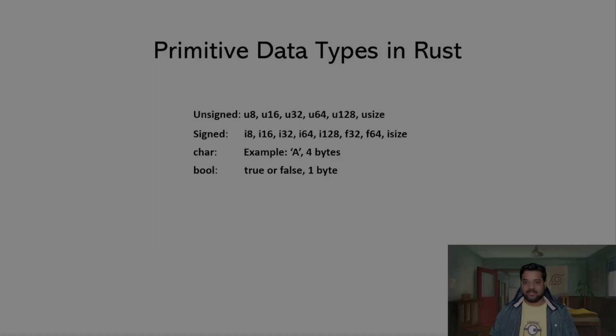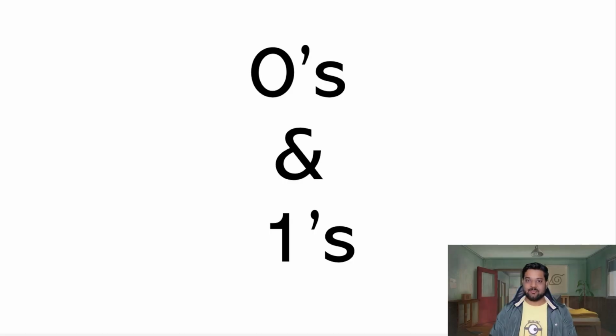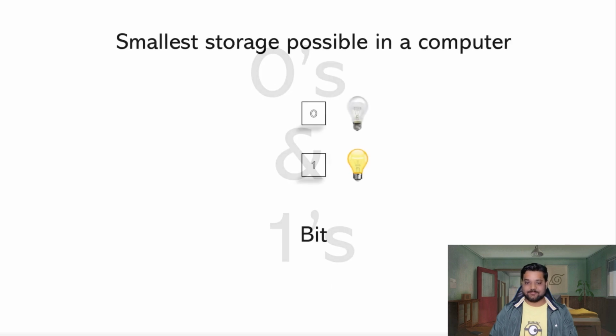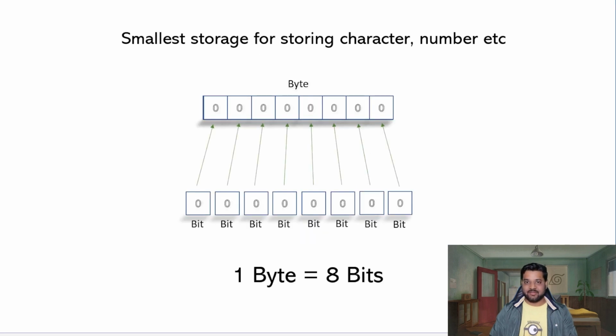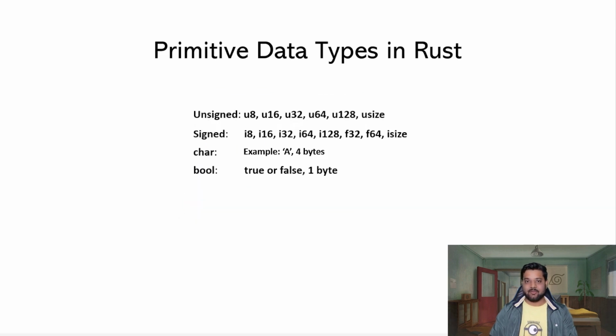So let's do that. Everything in a computer is ultimately saved in the form of zeros and ones. The smallest storage possible in a computer is a bit, which can either be 0 or 1, which is similar to a light bulb, which can either be on or off. If we combine 8 bits, it forms a byte, and a byte is the smallest storage for saving a character or a number. Now we are again back to the primitive data types in Rust.